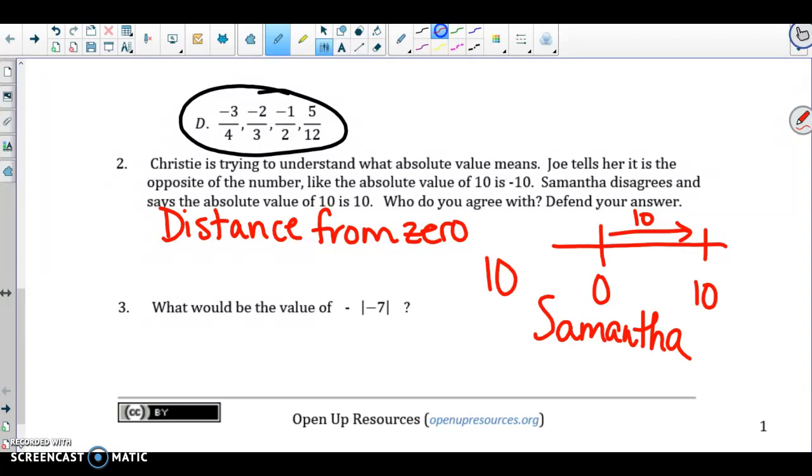What would the value of this be? Well, we have this negative sign here, and then the absolute value of -7. Well, the absolute value of -7 is just going to be 7, because -7 is 7 units away from 0 on the number line. And then because there's a negative out front here, we just apply that because that's the opposite of it. So our answer is going to end up being -7. Okay, absolute value first, which is going to be 7, and then apply that negative.